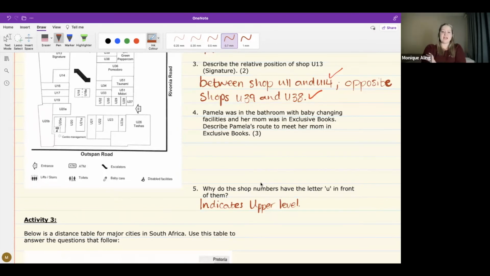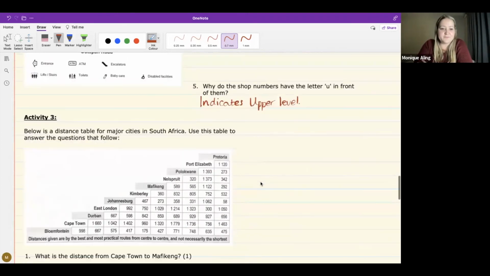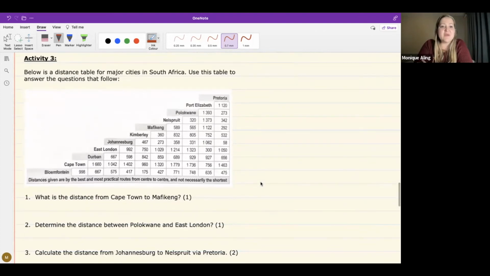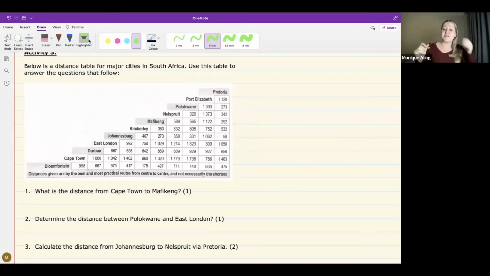All right, well done. Now let's look at something different. This is my favorite. Below is a distance table for major cities in South Africa. Use this table to answer the questions that follow. Okay, so let's just remind ourselves, or if we're not sure how to read this, let's have a look. So we could use this table to work out the distance between any of these cities mentioned here. So I could work out the distance between Bloemfontein and Kimberley.